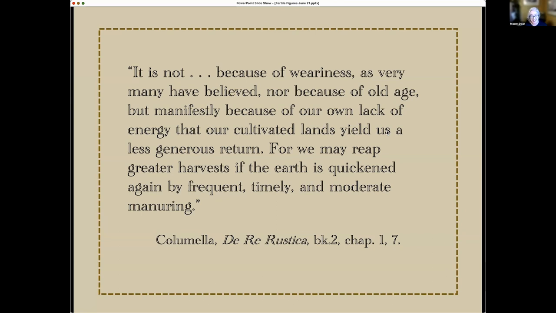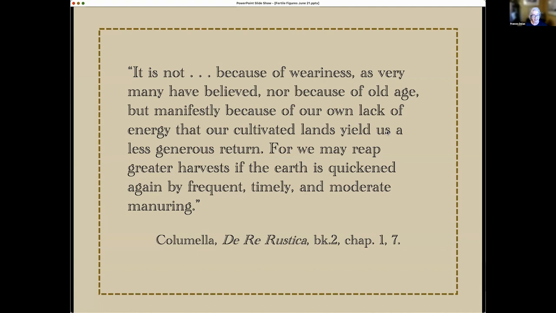Note here that Columella links the soil's hunger to human laziness and recommends industrious correction of this deficit. That emphasis on human intervention, as we will see, brings its own problems. The reference to quickening in this translation suggests that manuring impregnates the earth as well as feeding it, but the Latin verb is refovio, warm up, revive, or refresh.